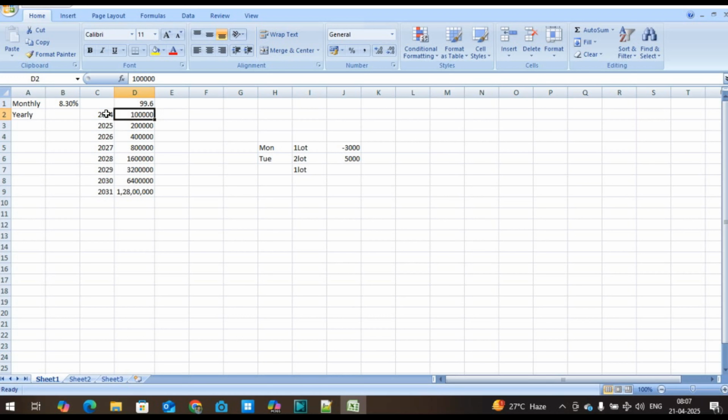So I started in 2024, for example. Then in 2025, that amount will become 2 lakhs, and we are going to process the same thing and it will become 4 lakhs.